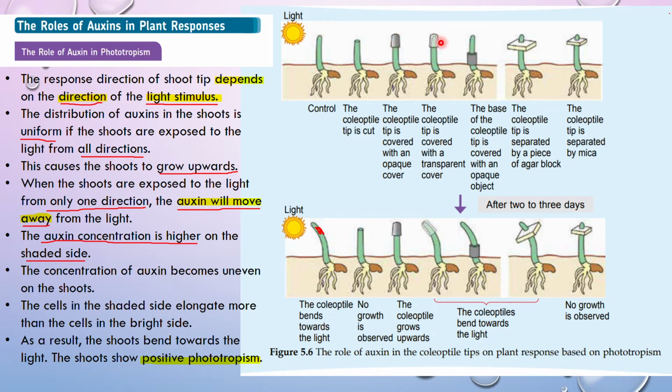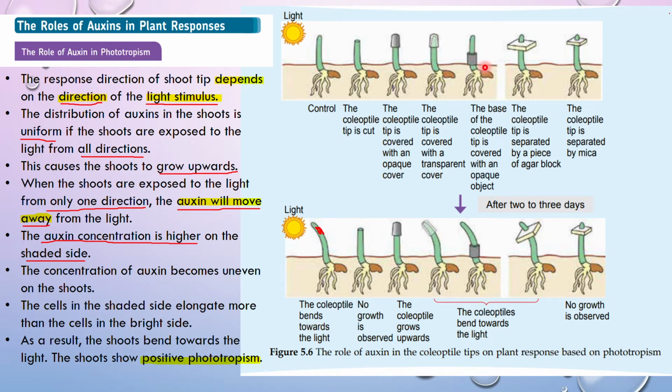Okay, the fourth scenario is somewhat like the third scenario, just that the cover is now transparent. Transparent means light can enter. So it is as if the first set is the same as the control set. Therefore you will see the same observation as the first set.